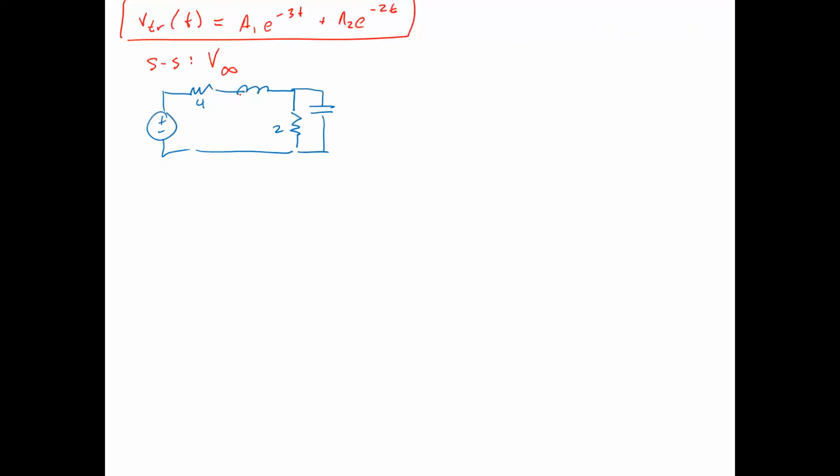I hope I don't need to tell you that the inductor becomes a short circuit and the capacitor becomes an open circuit. And this is V infinity, and it is a voltage divider formula problem. So V infinity by inspection is going to equal 2 over 6, 1/3 of 12, which is going to equal 4 volts.